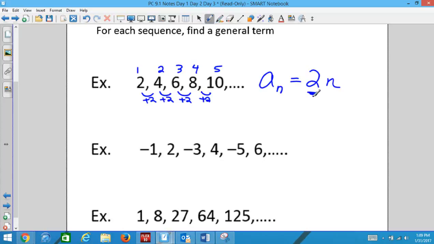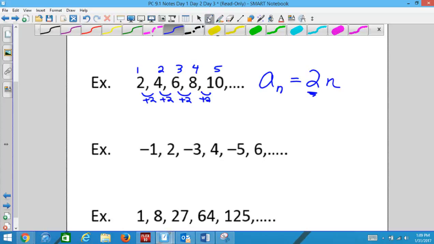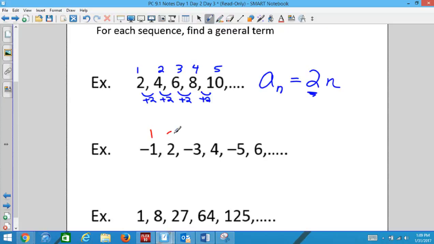Okay, the next one. We need to think, this is the first term, this is the second term, this is the third term, the fourth term, the fifth term, the sixth term. So that's our input number. How can I input 1 and get out -1? I'm going to input 2 and get out 2. You could do the -1 to the n.